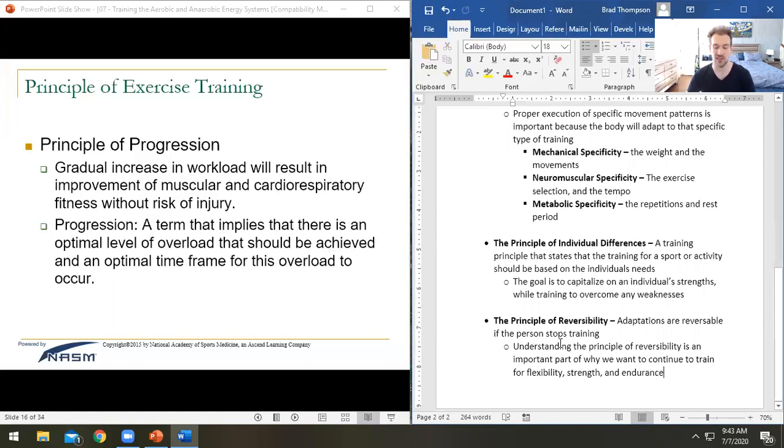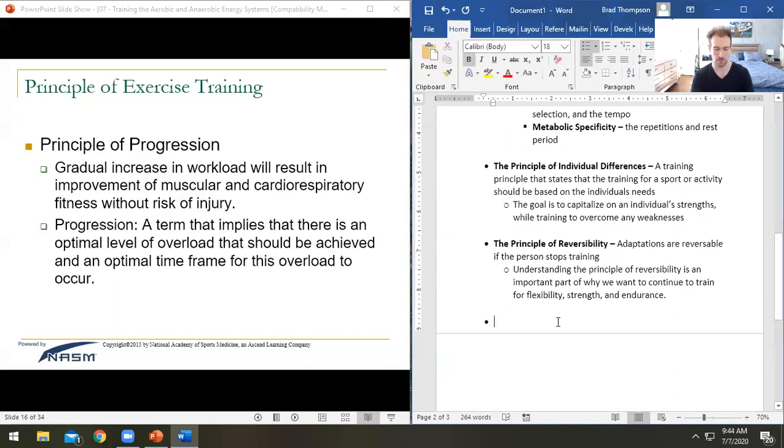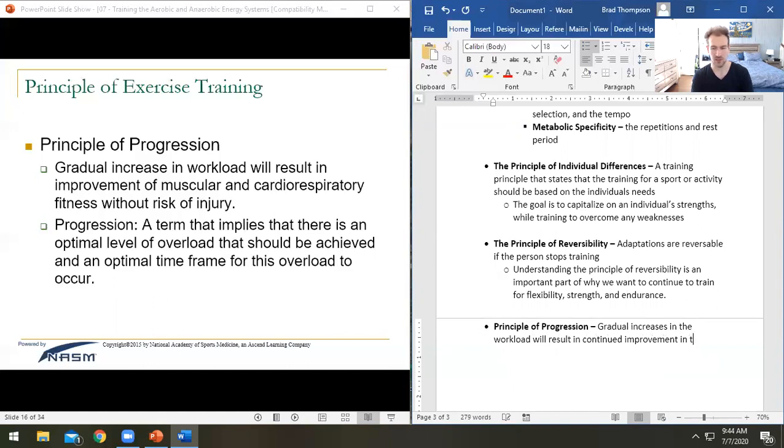But what we do want to use is a term, so I guess I'll put that down here real quick, just so that we have it. Principle of progression is going to state that gradual increases in the workload will result in continued improvement in muscular and cardiorespiratory fitness without risk of injury.